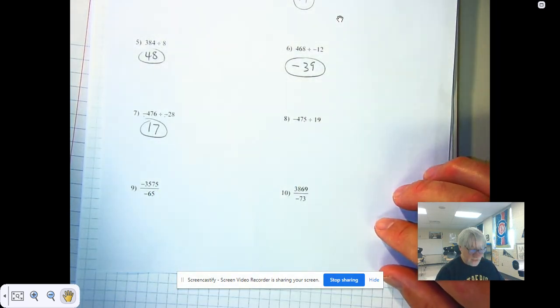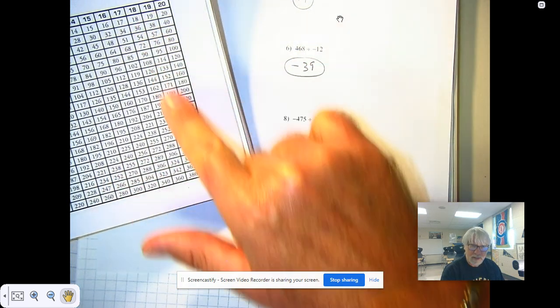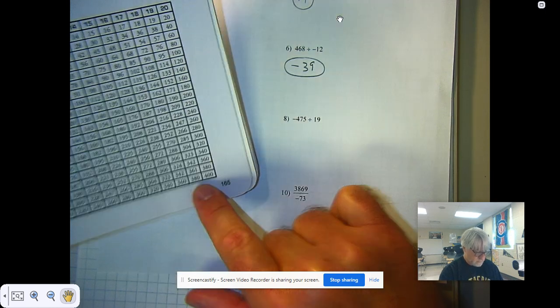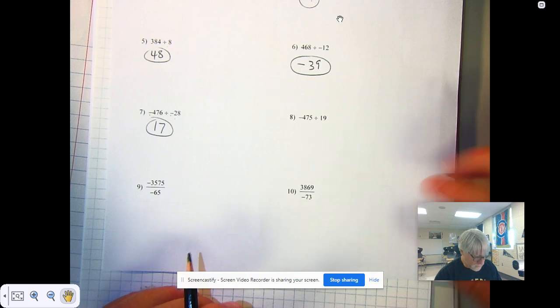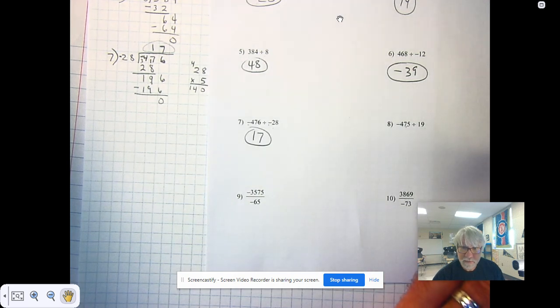All right. 475 divided by 19. 19 is in my 20 by 20 grid, but when I look down the 19, I don't get to 475. So, one more time, I'm going to put the 475 inside and the 19 outside. Pause the video. Try number 8 on your own.